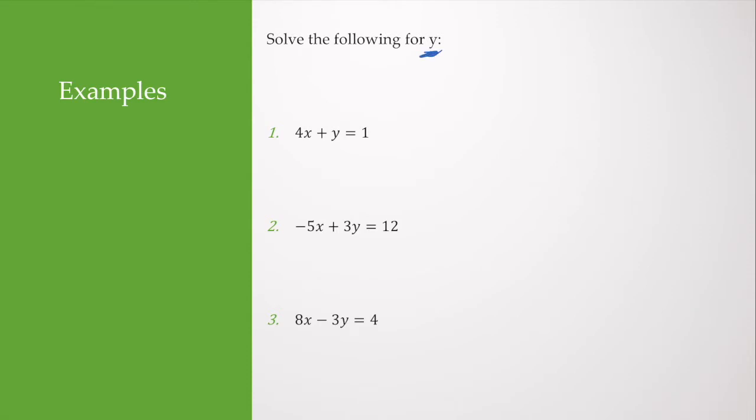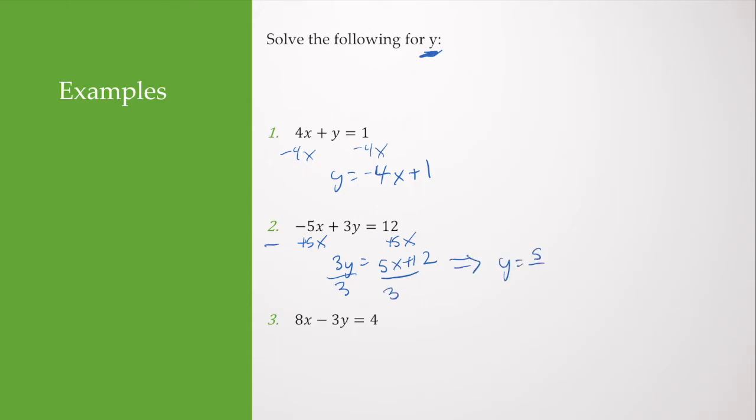So let's go ahead and solve the following for y, as that's the skill I really want to emphasize in this section. Well, to get this y out by itself, I'm going to subtract 4x from both sides. So I get y equals negative 4x plus 1. In this case, example 2, in order to move the x over, I'd have to add 5x. So I get 3y equals 5x plus 12. Then I'm going to divide both sides by 3, which will give me y equals 5/3 x plus 12 divided by 3, which is 4.